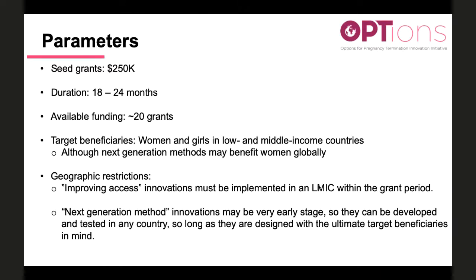Geographically, the restrictions vary across the areas of focus. In the first area of focus, improving access to existing methods, the innovations must actually be implemented within a lower middle income country within the 18 to 24 month grant period. So for example, we wouldn't fund research being done in a high income country that wasn't actually implementing the idea in a low and middle income country during the grant period for that area of focus.